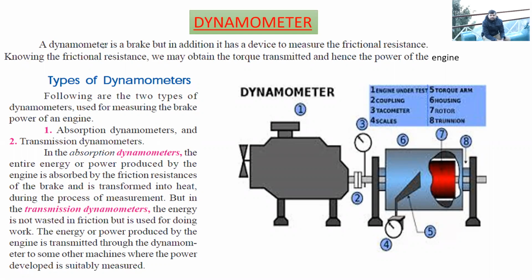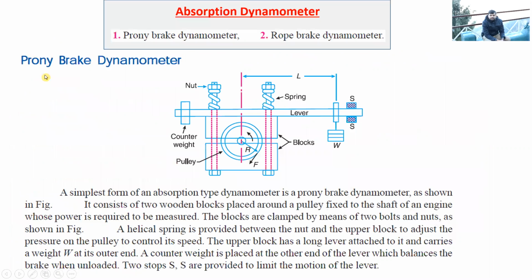Okay. Fine. Now let's first go through absorption type dynamometers. In absorption type dynamometers, we have to study two types, that is the Prony brake dynamometer and the rope brake dynamometer. So let's go through this Prony brake.